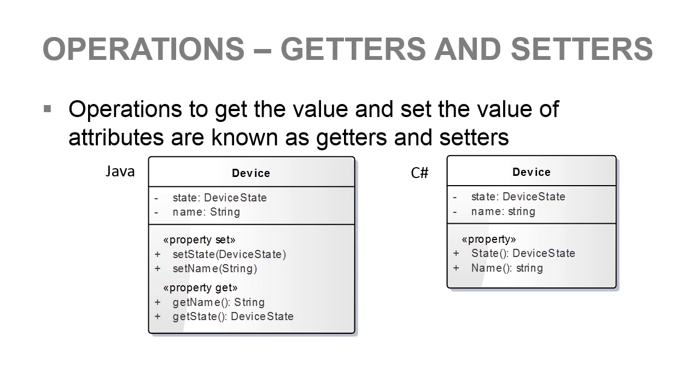While some of the operations perform some specific algorithm, there are typically operations that simply get and set the value of each attribute, and these are often known as getters and setters.